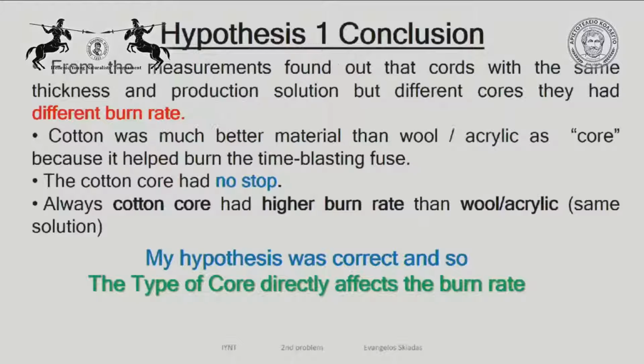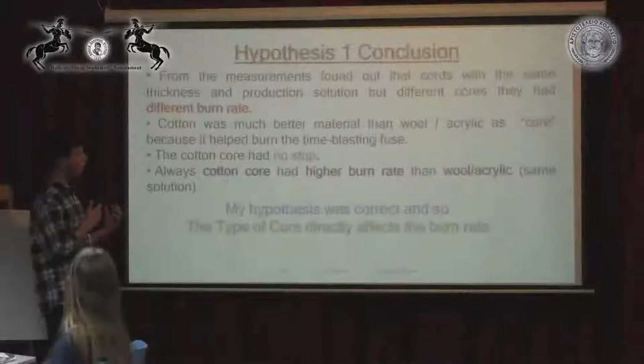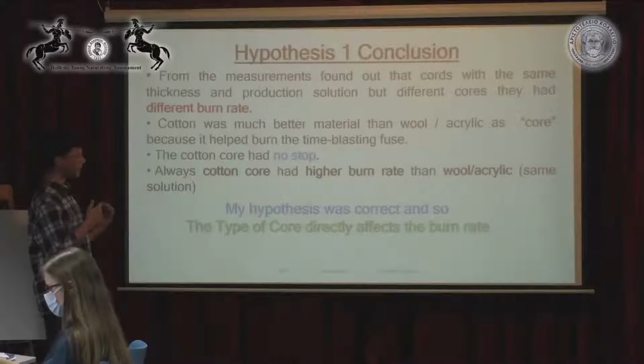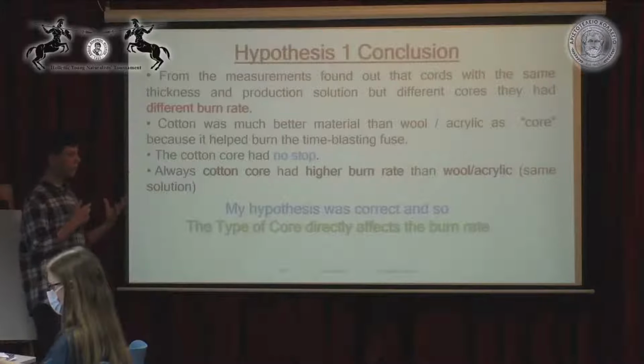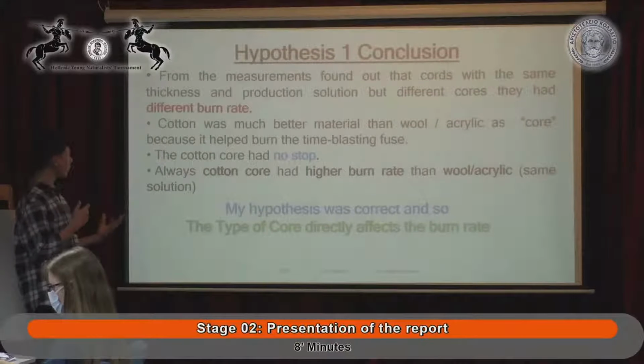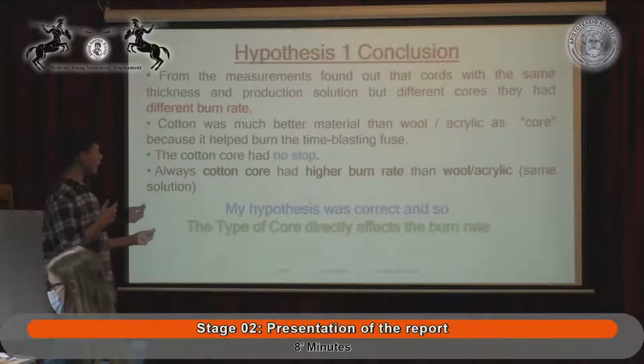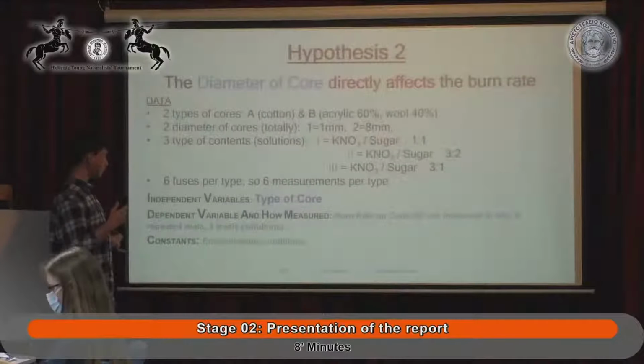So my conclusion is that from measurements I found out that cores with the same thickness and production solution but different cores had different burn rates. And cotton was a much better material than wool and acrylic as the core because it had to burn the time-lasting fuse. So cotton had no stops, and cotton always had a higher burn rate than wool and acrylic. So my hypothesis was true.